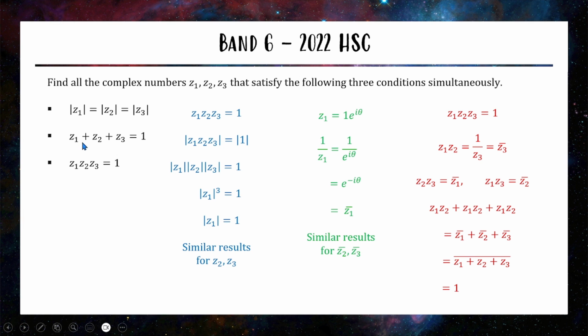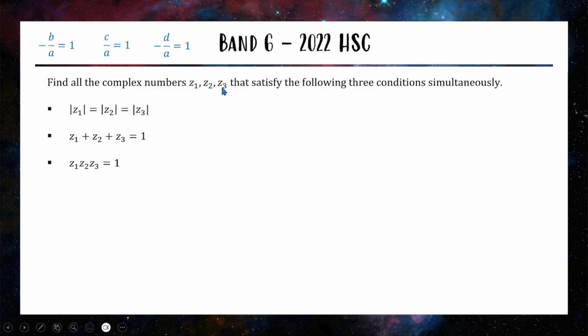We have that the sum of the individual numbers is 1, and in terms of a polynomial, this is always equal to minus b over a, the sum individually. The sum in pairs we've established in red is also equal to 1, so that means c over a is equal to 1. And the product is equal to 1, and that's going to be negative d over a in terms of a cubic polynomial with 3 roots, z1, z2, z3.